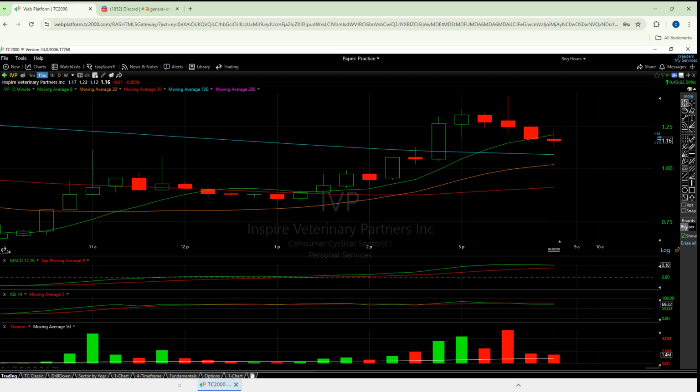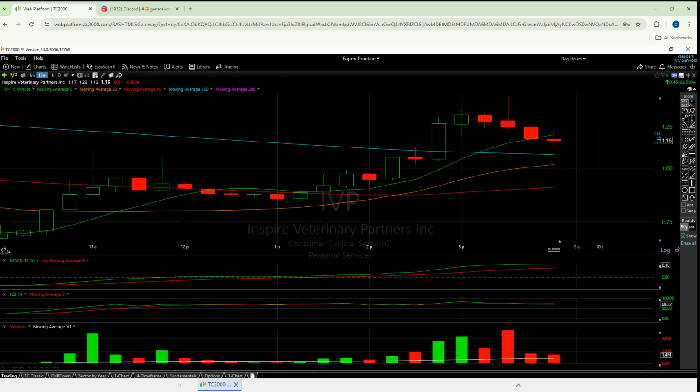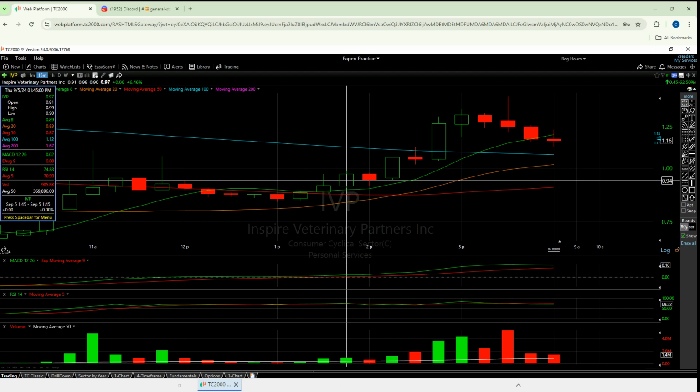The MACD during this moment, you can see it right here. It was positive. RSI, you can see it's not the highest. Let's literally click at it. So just before 2 p.m., MACD was positive. You can see over there it's a positive 0.02.